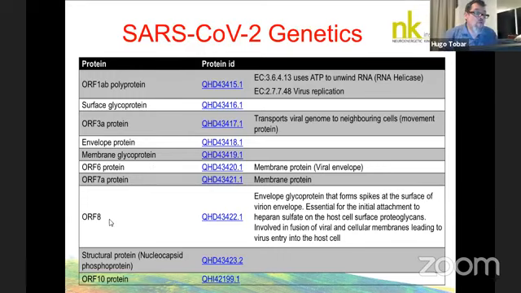And this one here, ORF8, this is the spike protein.